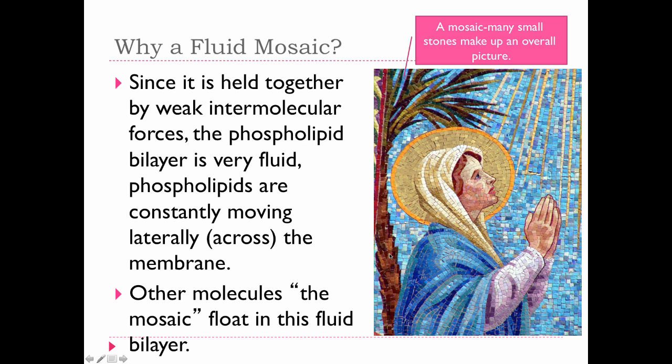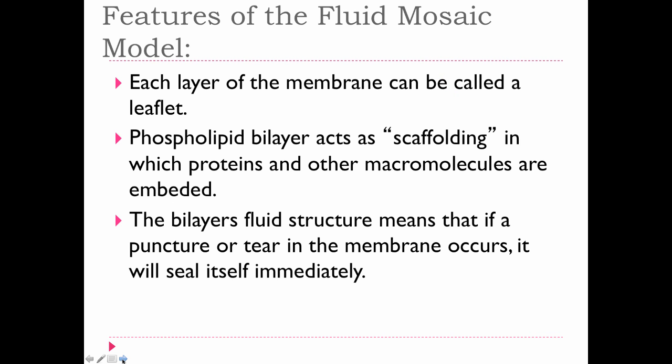If you go to St. Pius, they used to have mosaics of all of the Stations of the Cross along the side wall. It's basically where one big picture is made up of lots of tiny stones that come together. Similarly, the overall cell membrane is made up of lots of different components: proteins, peripheral proteins, integral proteins, oligosaccharides, all in a whole. In the fluid mosaic model, we call each layer a leaflet, and it acts as scaffolding for the other components that it needs. Its fluid structure is important because if there's a puncture or a tear in the membrane, it immediately moves to seal itself.